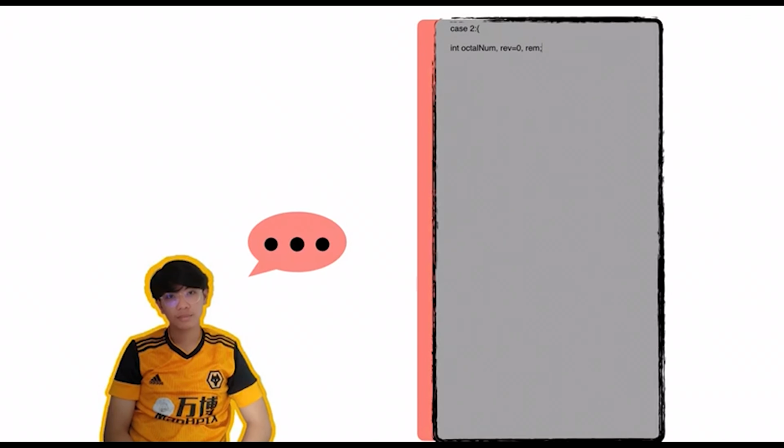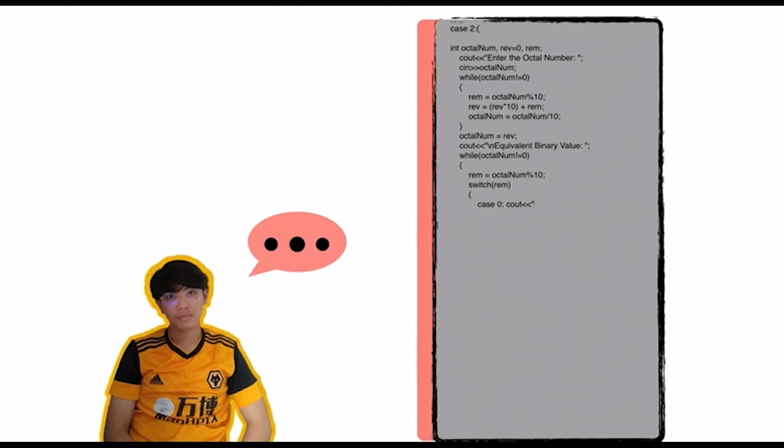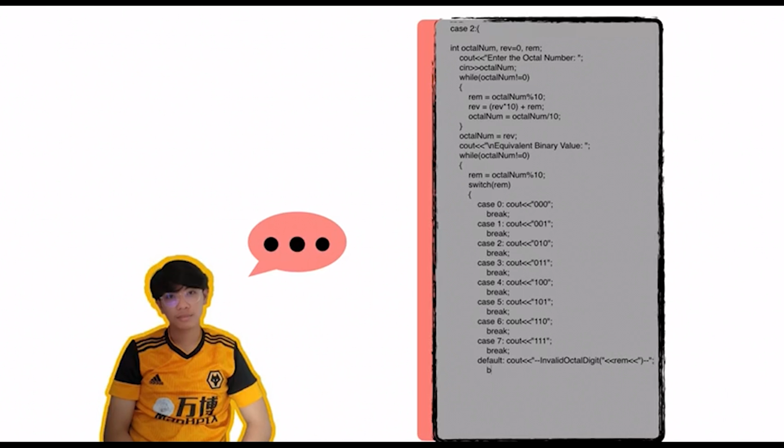Next, we make case 2 to change the octal value to binary. First, we cout "enter the octal number" for the user to enter any octal number to change to binary. Next, we put the formula to change the octal number to the binary number, and the user can see the equivalent binary number because we cout the equivalent binary number. Okay, my friend will continue.